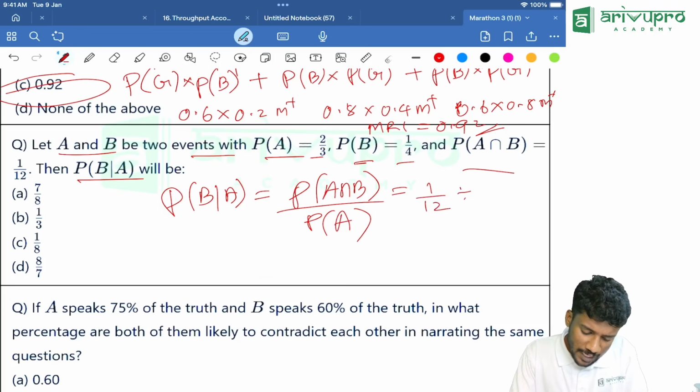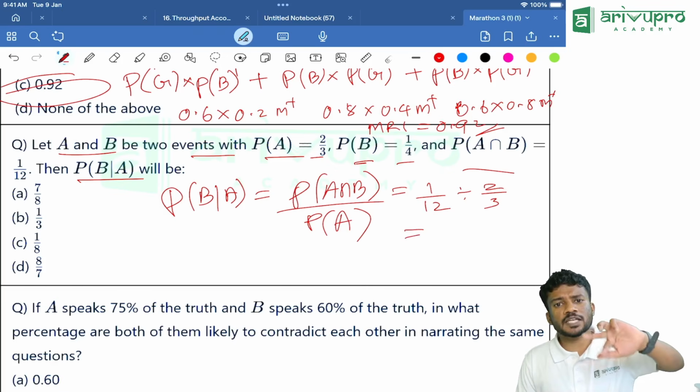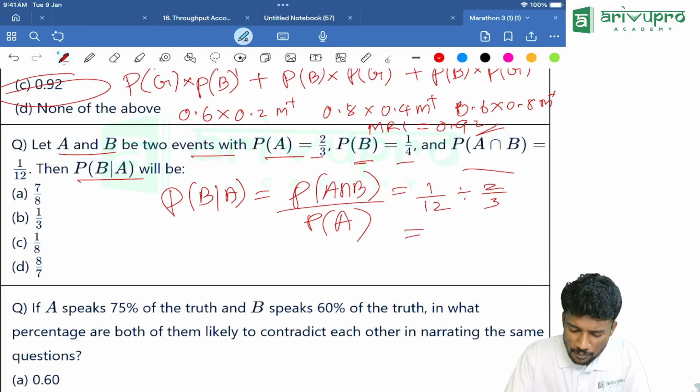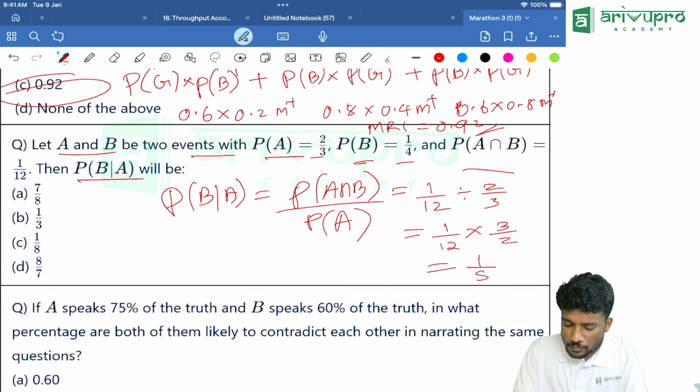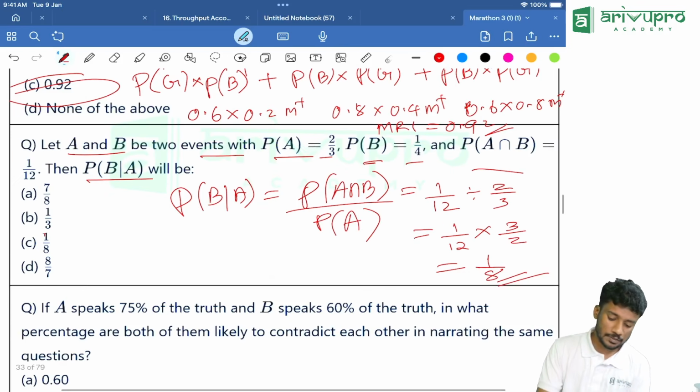P of A is 2 by 3, that is the given thing. When it is divided like this, we need to take the reciprocal. It will become 1 by 12 into 3 by 2. The answer is 1 by 8. Is that the answer? Yes, 1 by 8 is the answer.